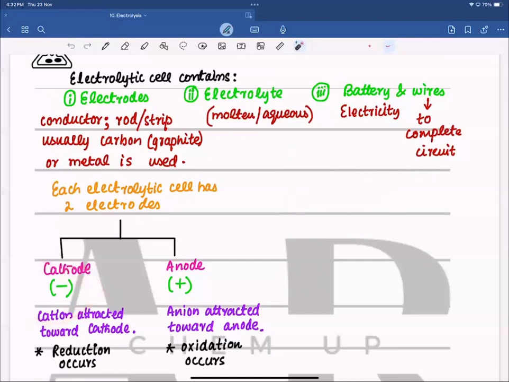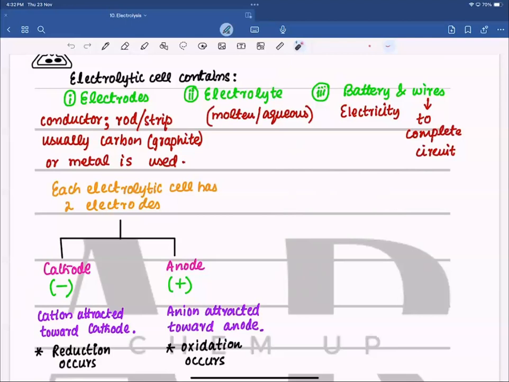See, the simple rule of attraction is that oppositely charged ions attract each other, and same charges repel each other. Does everybody agree on this? Yes. Yes. Yes. Aisha, did you understand this? Yes, sir. Okay. Safwan, did you understand this?